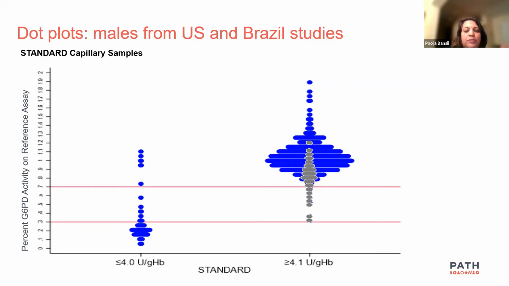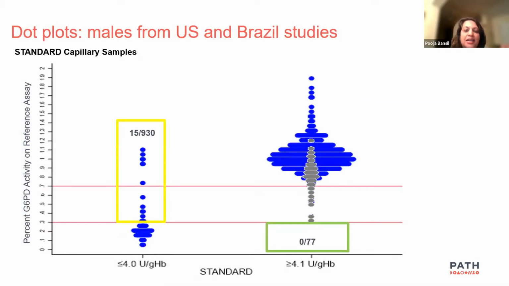The gray dots represent males who are intermediate between 4 and 6 on the standard test. This dot plot shows that there's a wide range for normal males, but since all normal and intermediate males have a G6PD activity of greater than 30% activity on the reference assay, males in the intermediate range are normal. Next slide.